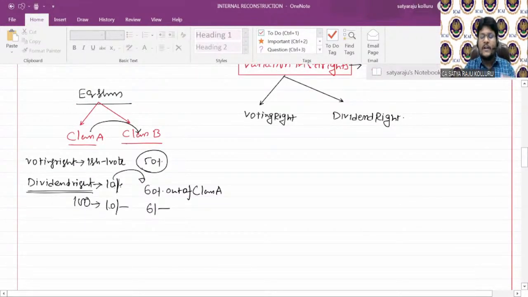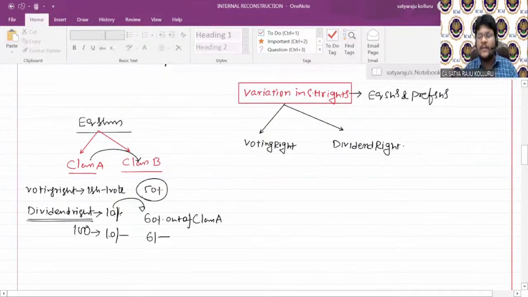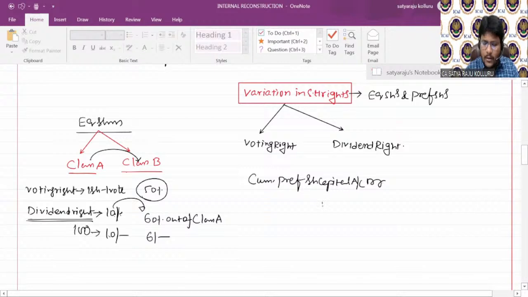Now conversion of one class to another class, we can also term as variation in shareholders' rights. Sir, in case of variation in shareholders' rights, what are the accounting entries we need to adopt in our books? That's very simple. The old right should vanish and a new right comes into the picture. For example, cumulative to non-cumulative. Then the entry is cumulative preference share capital account debit to non-cumulative preference share capital.